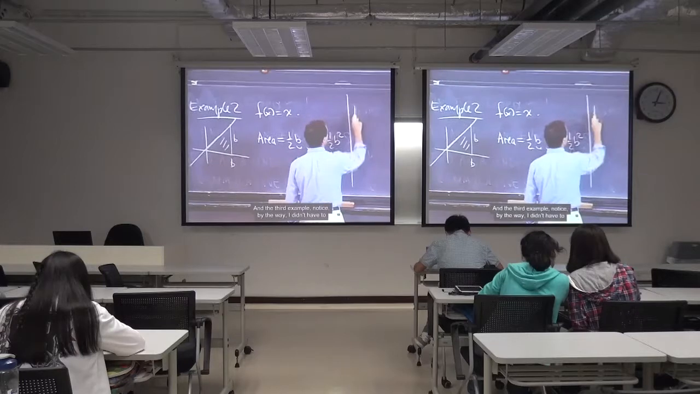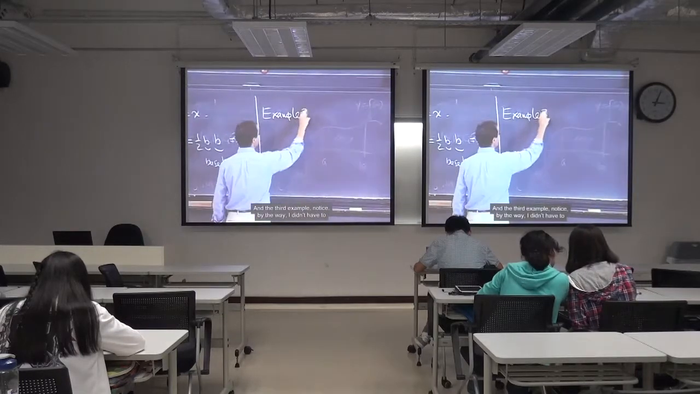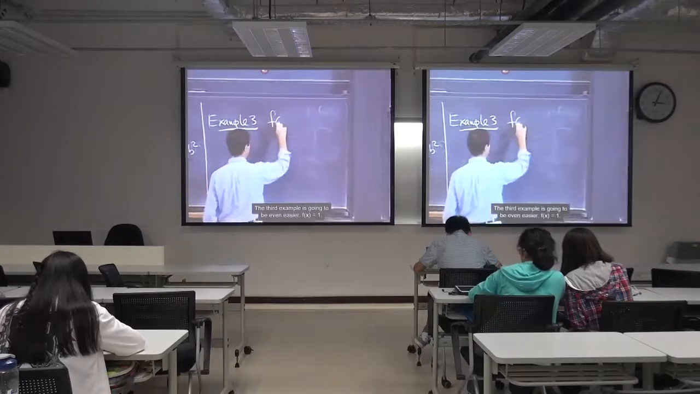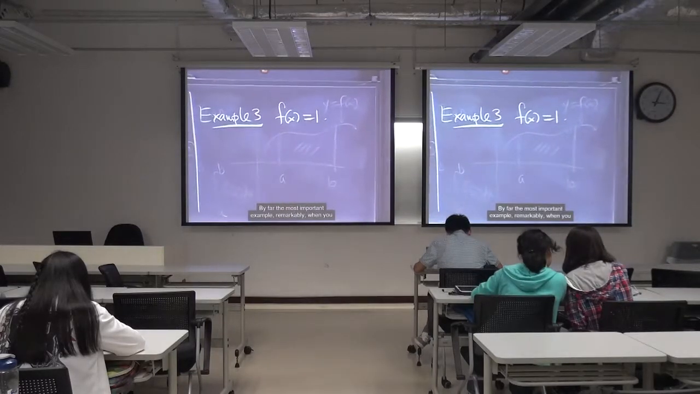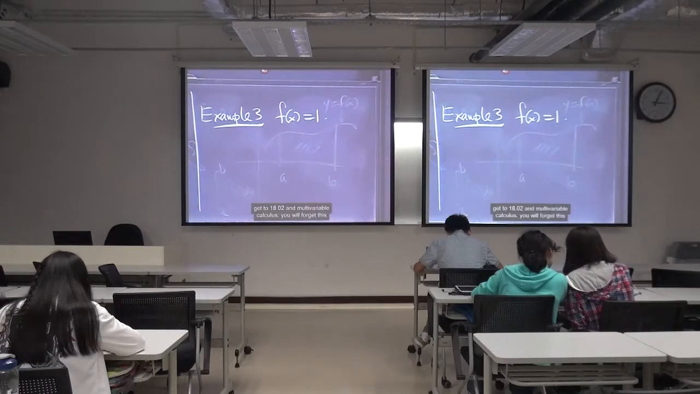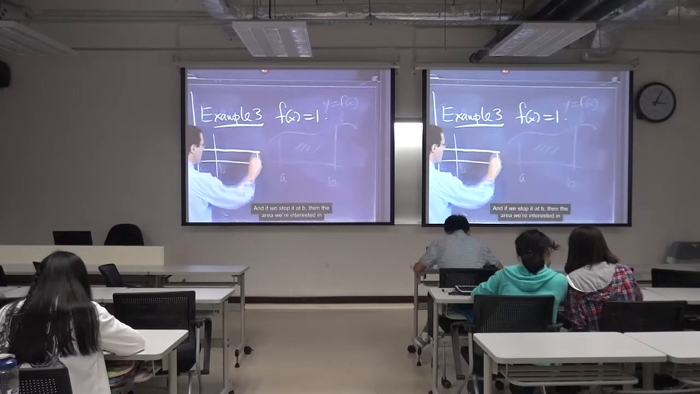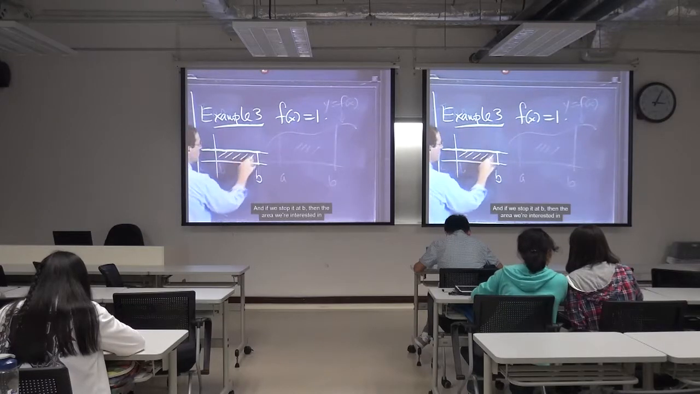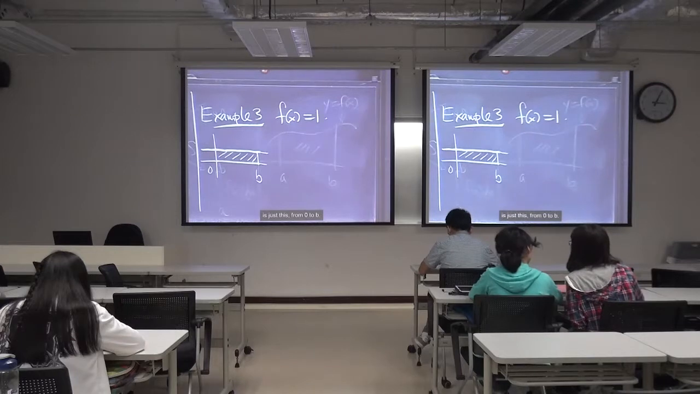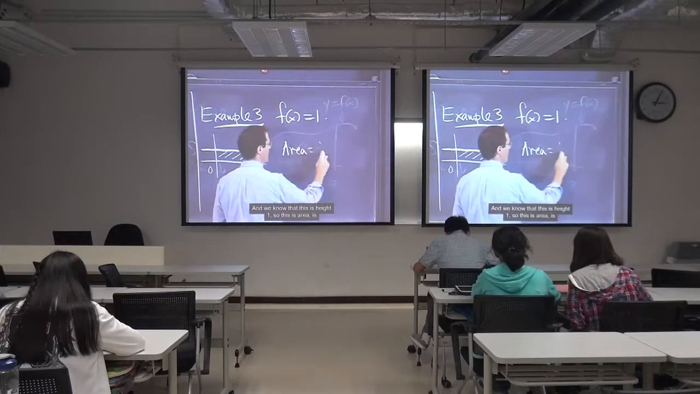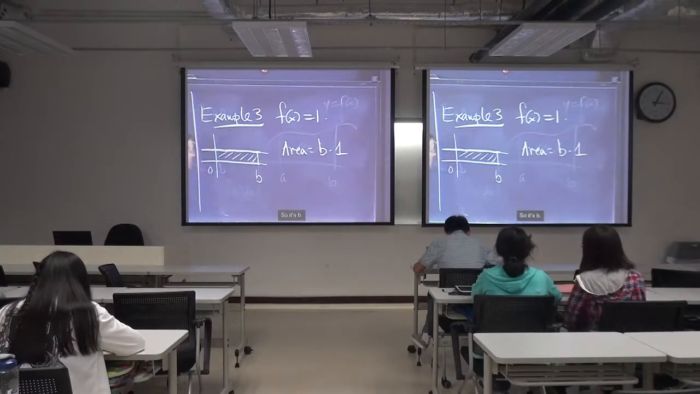And the third example, notice, by the way, I didn't have to do this elaborate summing because we happen to know this area. The third example is going to be even easier. If f of x is equal to 1, by far the most important example. Remarkably, when you get to 18.02 with multivariable calculus, you will forget this calculation somehow. I don't know why, but this happens to everybody. So the function is just horizontal like this. It's the constant 1. If we stop it at b, then the area we're interested in is from 0 to b. This is height 1, and this base is b, so the area is b times 1, so it's b.